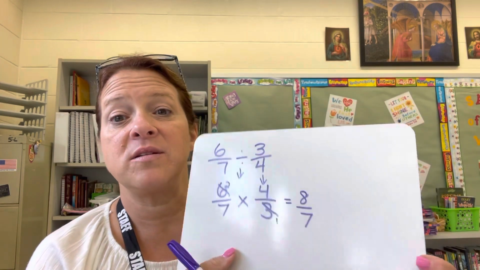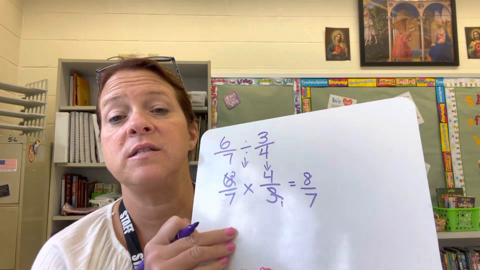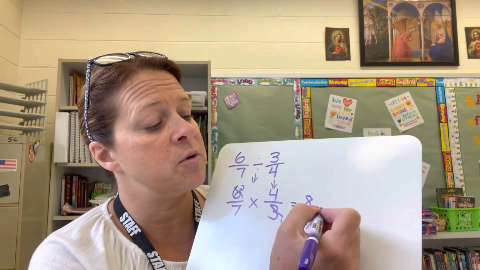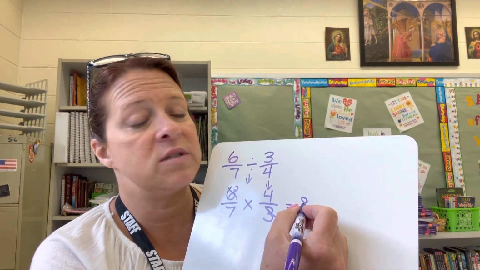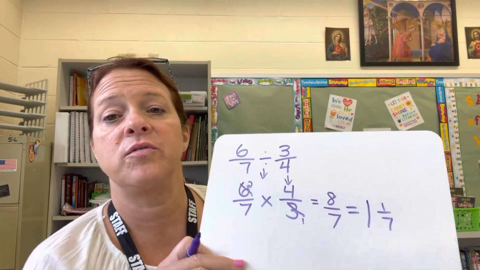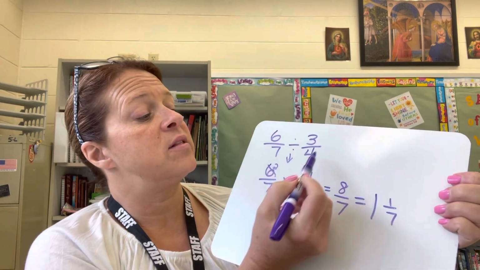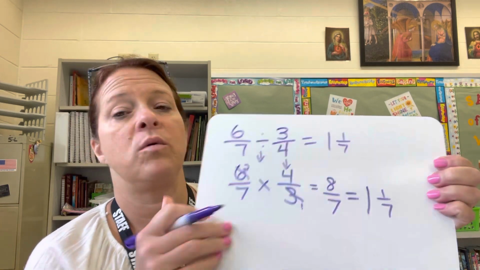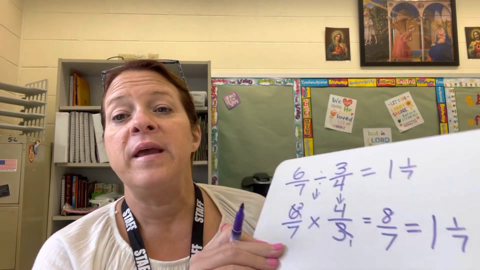Like always, when we multiply fractions, we have to change that improper fraction to a mixed number. So 7 goes into 8 one time with 1/7 left over. So 6/7 divided by 3/4 equals 1 1/7. Now remember, if you have an improper fraction, you change it to a mixed number at the end.